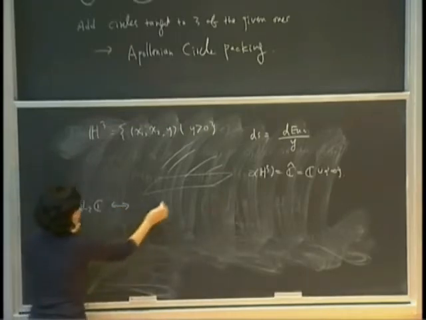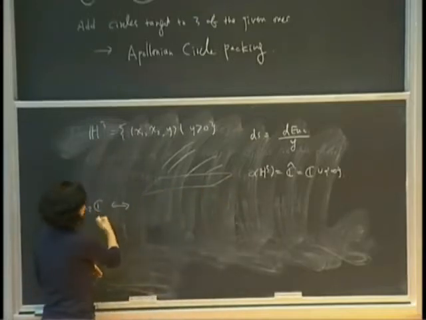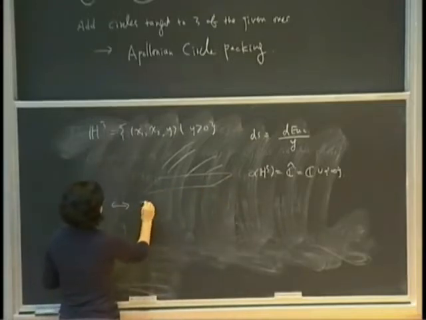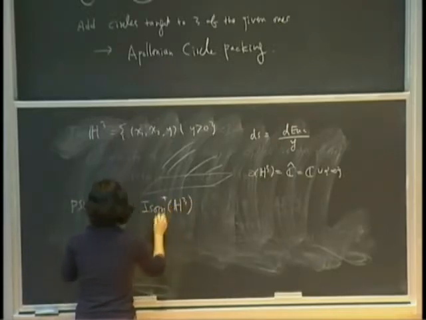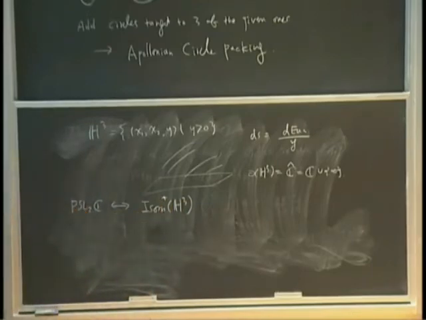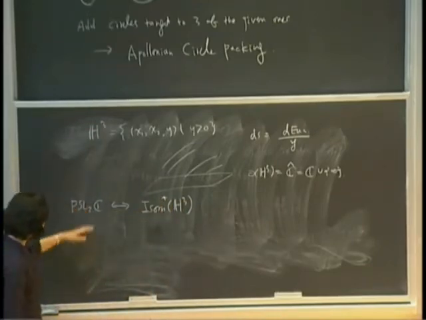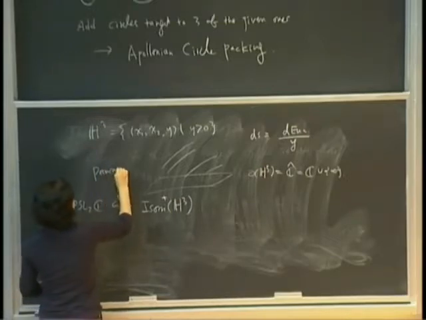So PSL2C acts on this boundary with infinity by Möbius transformations, and this action can be lifted to an isometry of H3. But this PSL2C corresponds to orientation preserving isometries. And this identification is called the Poincare extension.